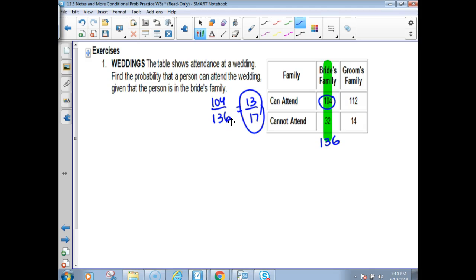What worksheet number do you have labeled on here? Or do you have one? I think I took it off, didn't I? Okay.